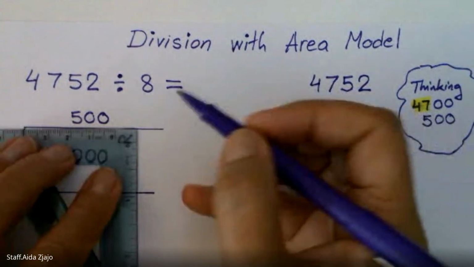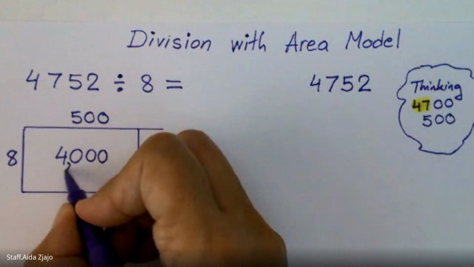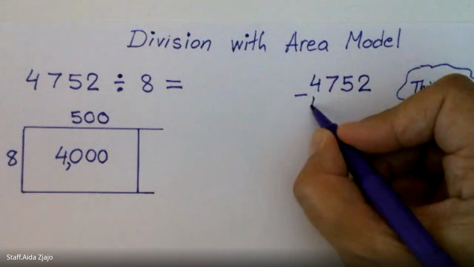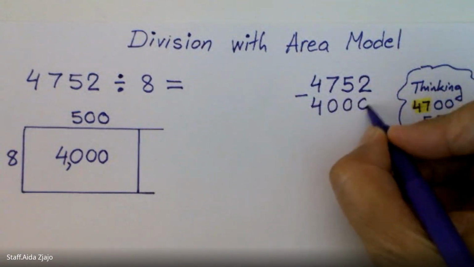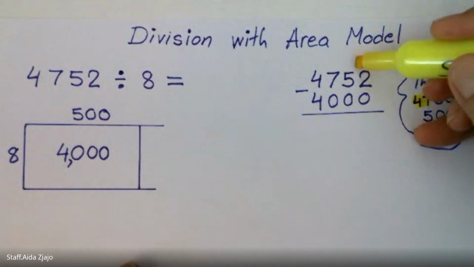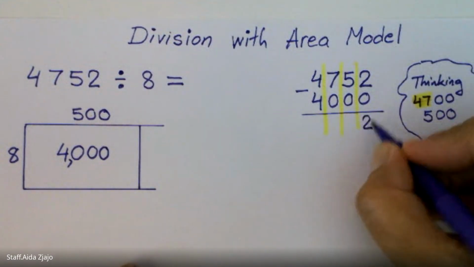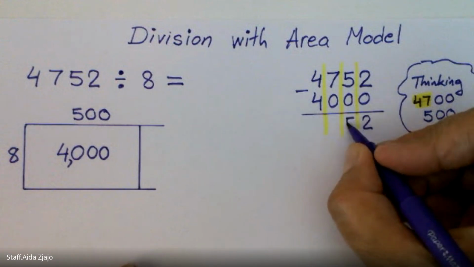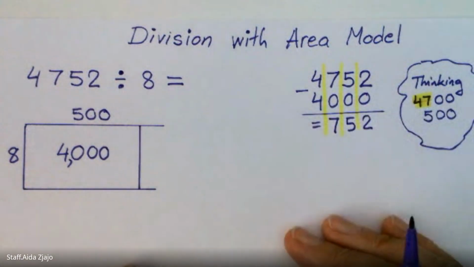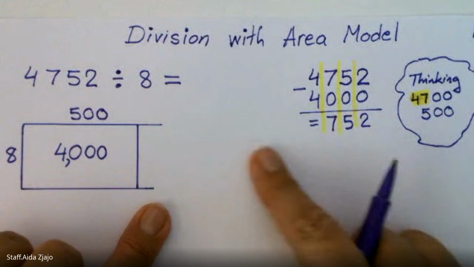So now I'm okay to close this area. So I'm going to do that. And I have shared 4,000 of this number. So now I don't have that anymore, so I have to show it by subtracting. And then I like to use precision. So 2 minus 0 is 2, 5 minus 0 is 5, 7 minus 0 is 7, and then this one. So I have 752 left now to share in this area.